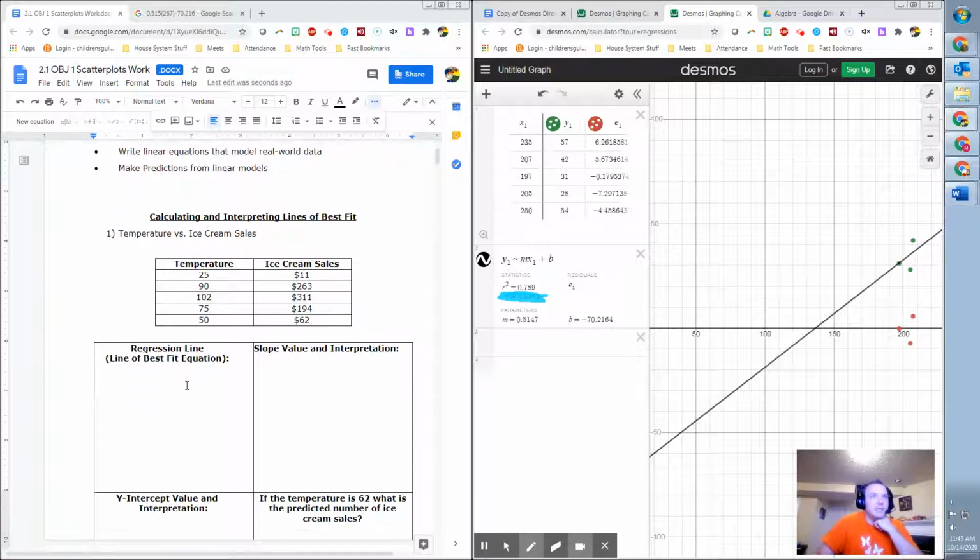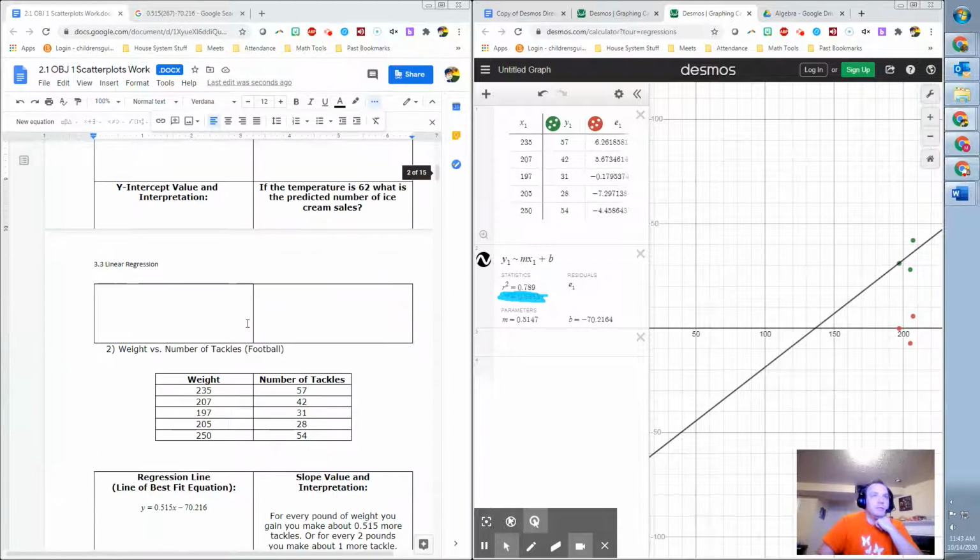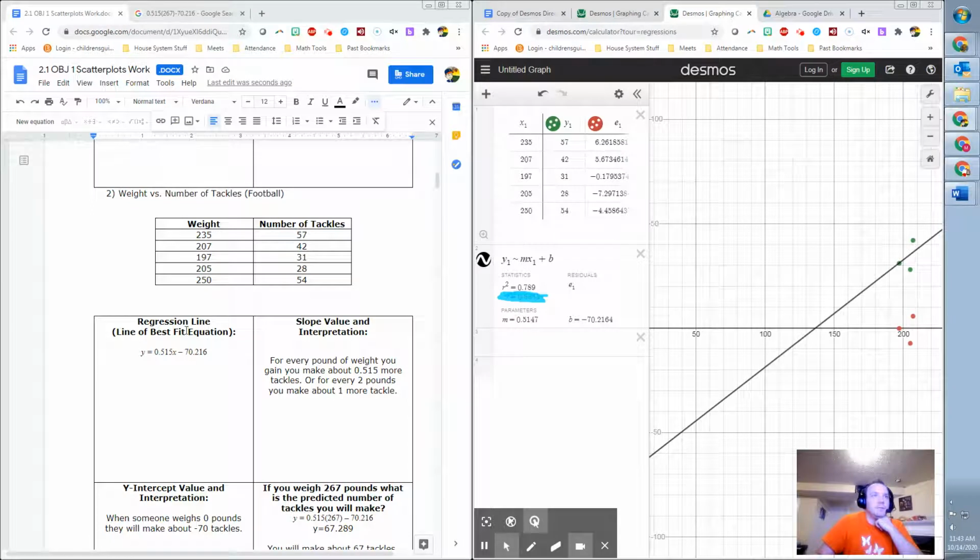All right, so what exactly am I going to do over here? Calculating and interpreting lines of best fit. This is the work I'm going to do in the video, but first I want to go over the work I already did. So you have your regression line, right? We talked about a linear regression, the line of best fit. That is this line here. This is the equation. I have it in slope-intercept form, y equals mx plus b.